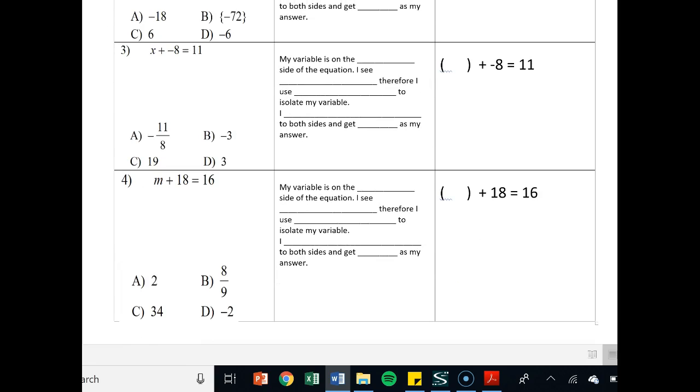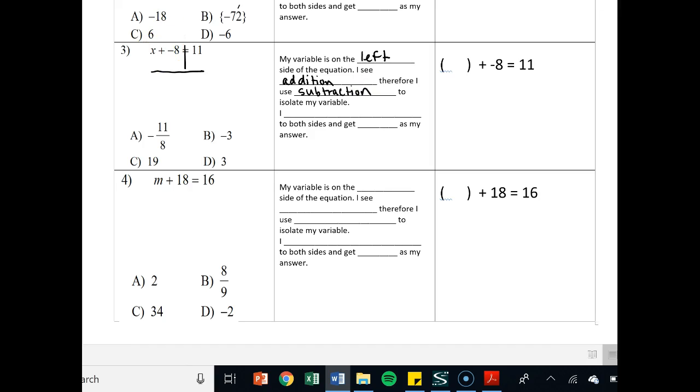Number 3, again, once you see an equation, it's helpful to draw your scales of justice to determine where the sides of my equation are. What's the left side? What's the right side? I see that my variable in this case is on the left side of the equation, and I see addition, plus negative 8. So therefore, I'm going to use subtraction to isolate my variable.